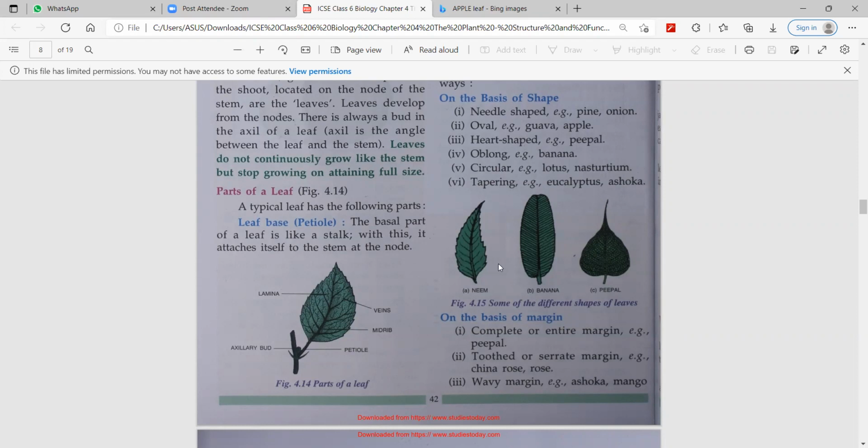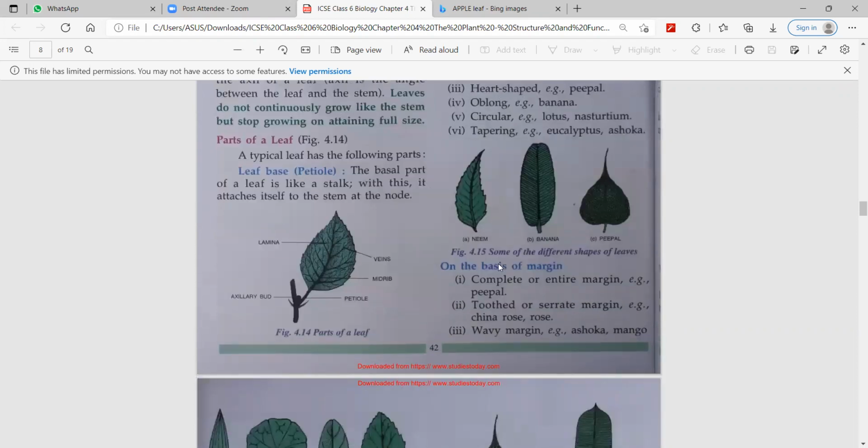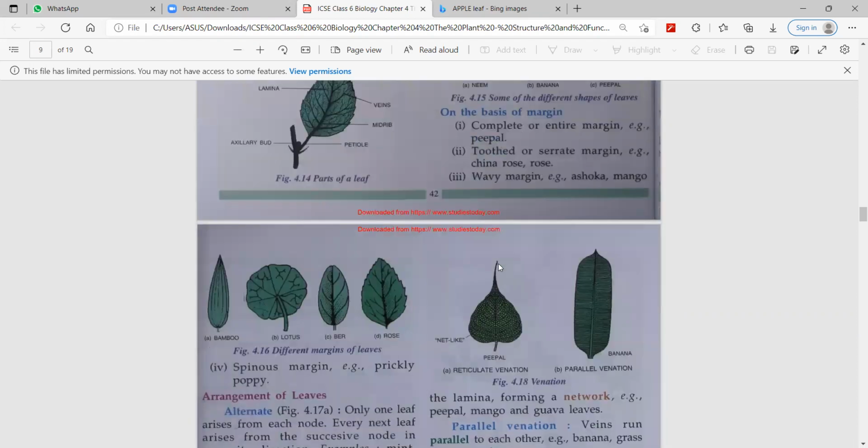Now moving further towards the margin. On the basis of margin of leaves, we have complete or entire margin. The plate is bounded by a boundary. This boundary is known as margin. If the whole boundary is complete, then it is known as complete margin. For example, here you can see in peepal, the margin is not broken, it is entire margin.